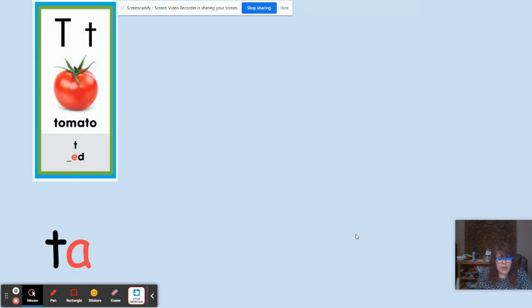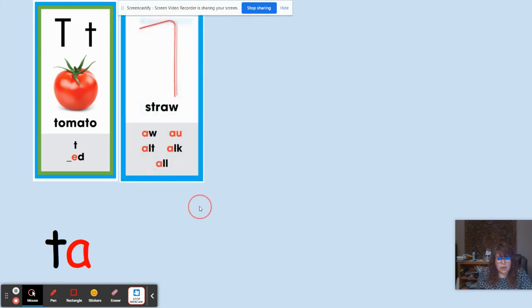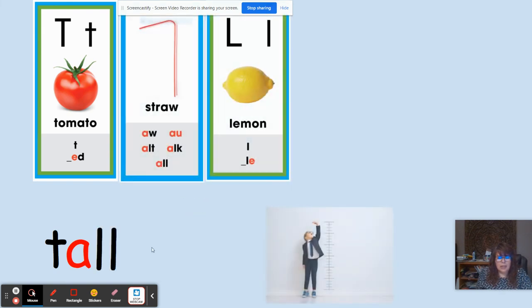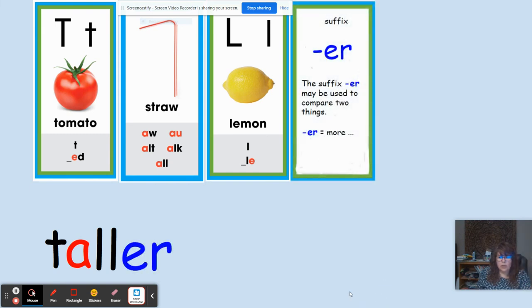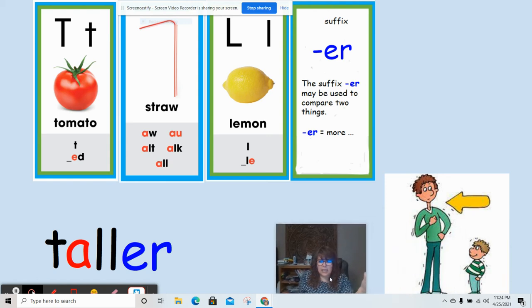T as in tomato, A like in straw, L like in lemon, L. And the word is tall. This boy is tall. So one person will be tall, but when we're comparing two things, we add the suffix er. So now we say from these two, this one is taller than the boy with stripes. Taller, because we're comparing two. We add the suffix er, which means more tall.